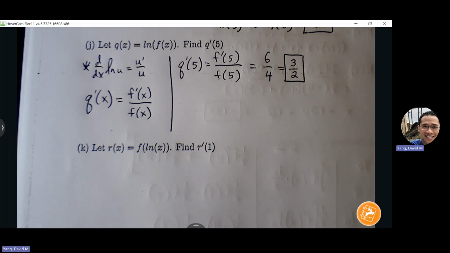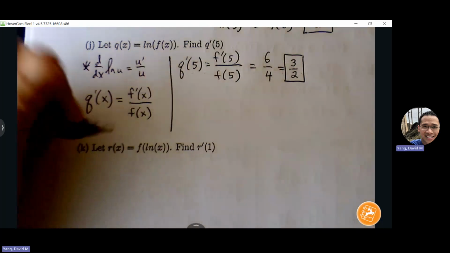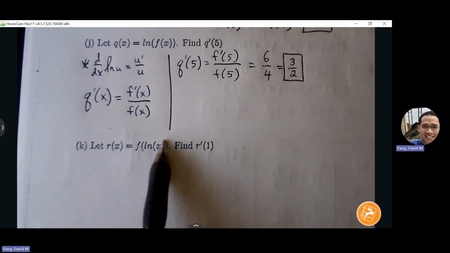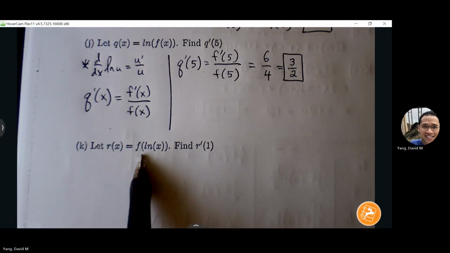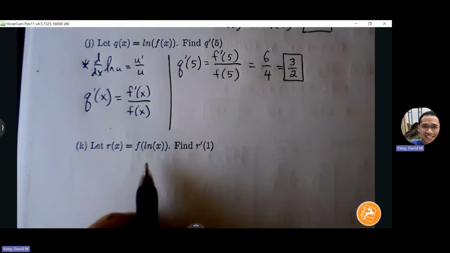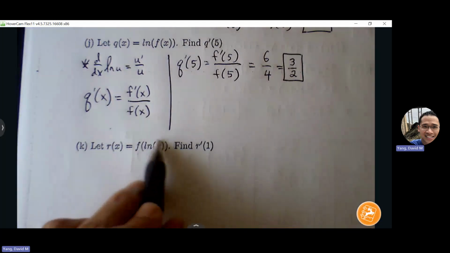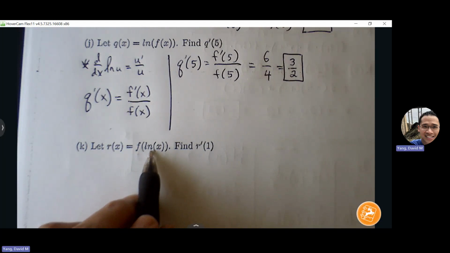Okay, part K. Let r of x equals f of natural log of x. I want to find r prime. What's involved here? This is chain rule. Do you see that outside inside portion? We have to get to the outside portion before we get to the inside portion.